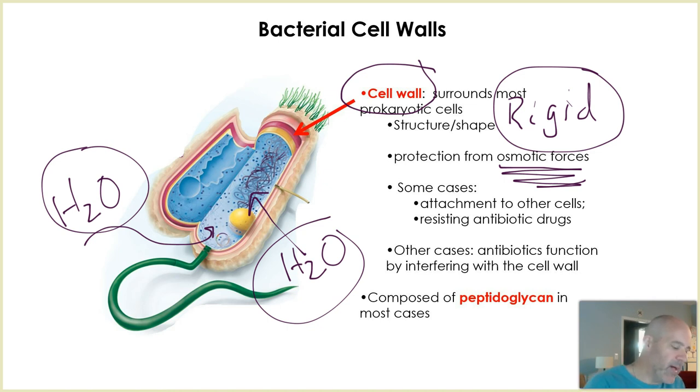Some other features of bacterial cell walls: in some cases they help bacteria attach to other cells. And when we study antibiotic drugs later in the semester, we're going to see that many of the antibiotics you take, penicillin for example, or amoxicillin, ampicillin, things like that, work by preventing bacteria from being able to build their cell walls. And if you can't build a cell wall, those bacteria are going to burst. They take up water and they detonate, they explode due to the pressure from all that osmosis.